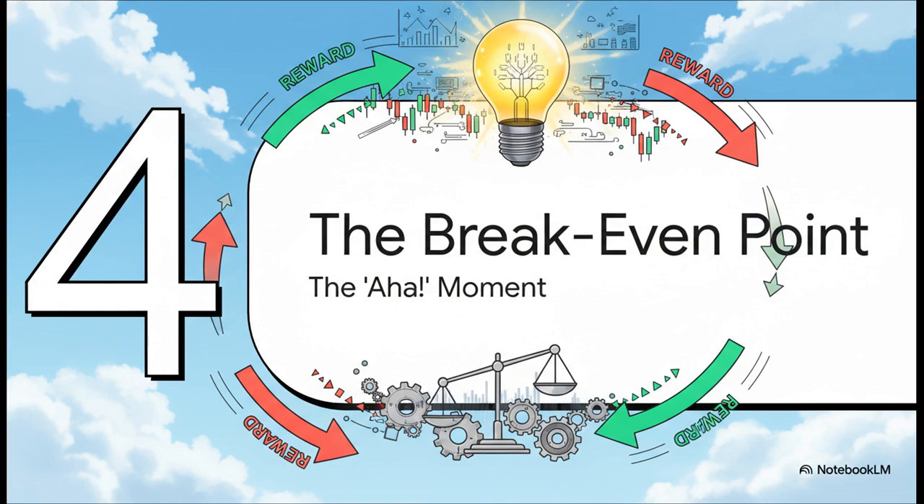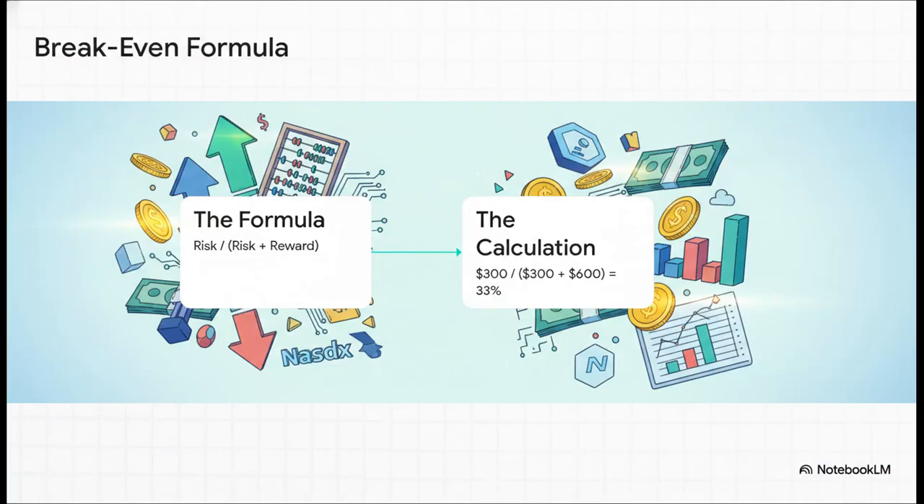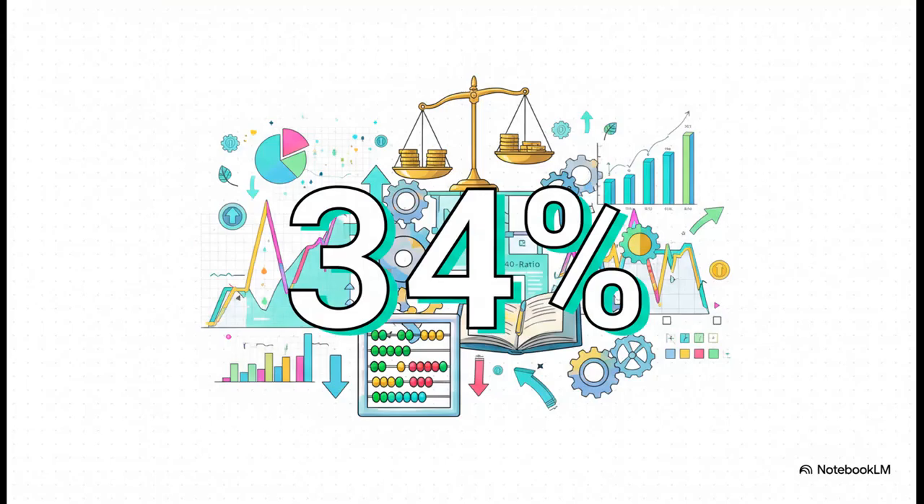This is what we call the break-even win rate. The formula is beautifully simple. You just take your risk and you divide it by the sum of your risk plus your reward. So, using our NASDAQ numbers, that's 300 divided by 900, which gives us 33.3%. So what's the bottom line? You only need to win 34% of your trades to break even.